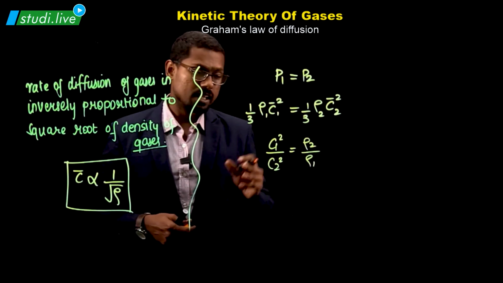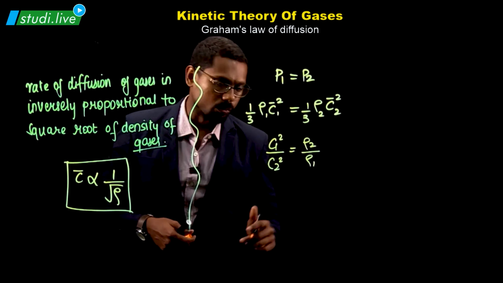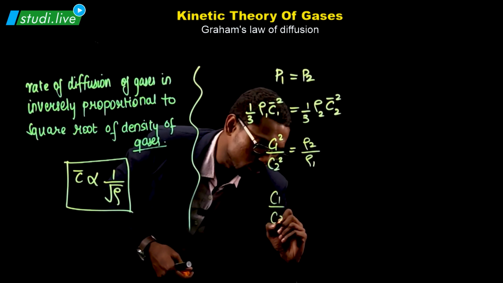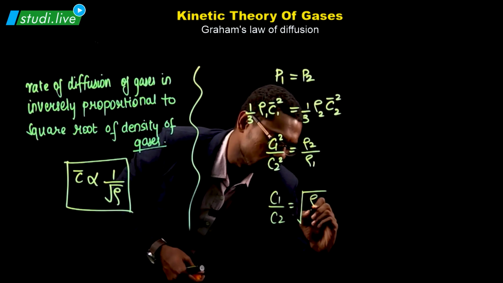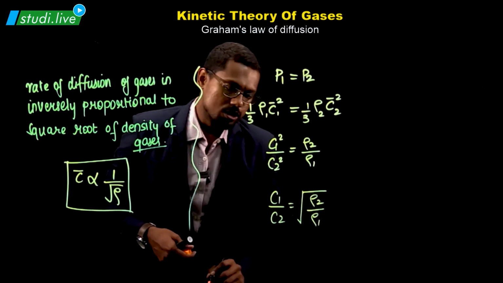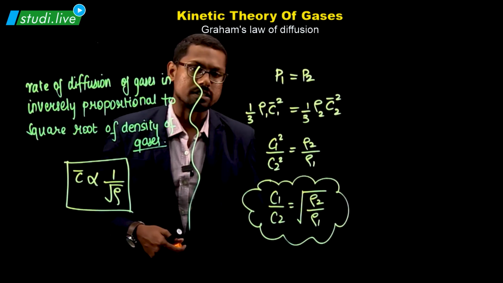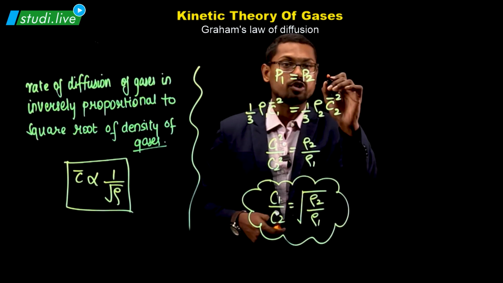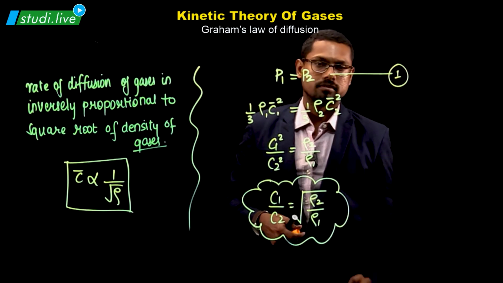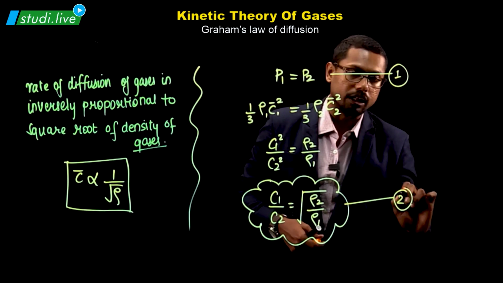Okay, what next? Take a square root. c1 upon c2 is going to give me the square root of rho 2 divided by rho 1. So the idea and the logic is, if I decide to keep my pressure the same, then Graham's law of diffusion is completely proven.